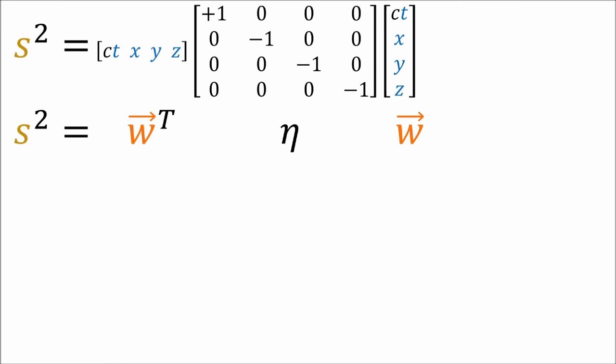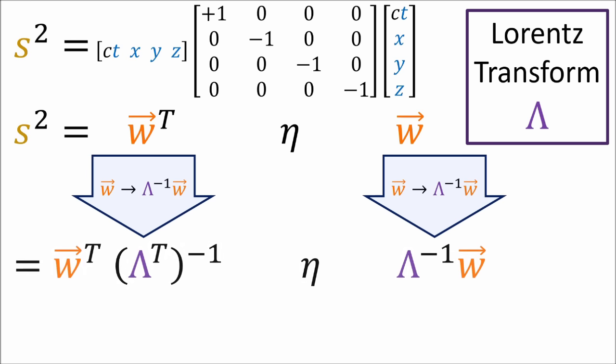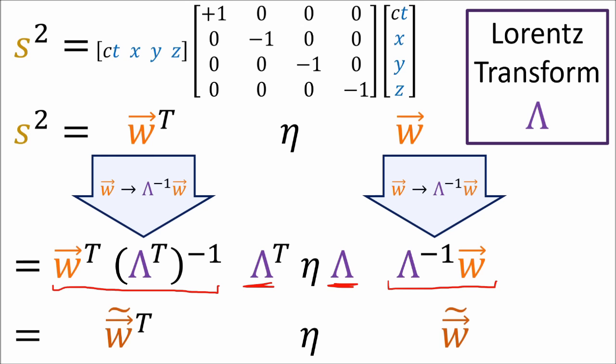This is usually denoted by the Greek letter eta. If we change coordinates using a 4x4 Lorentz transformation matrix, capital lambda, the vectors will each transform with lambda inverse, which means the Minkowski metric must transform with a pair of lambdas to balance out the change and keep the spacetime interval formula invariant. So Lorentz transformations capital lambda are defined by lambda transpose eta lambda equaling eta.